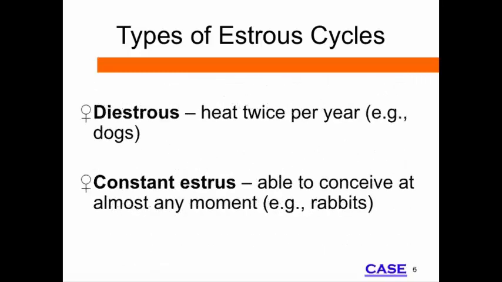Certain breeds of dogs come into heat only once or twice a year. Breeders must be very careful to catch the animal in estrus. Constant estrus animals, such as the rabbit, are able to breed spontaneously. This allows for quick population growth.